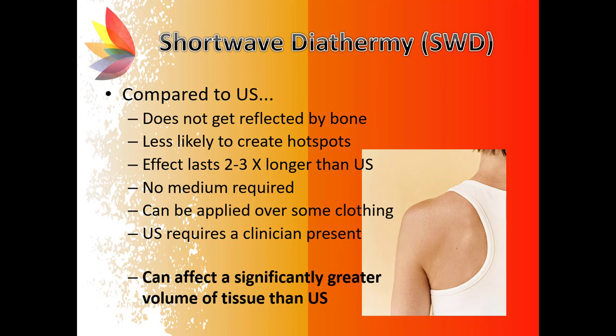In addition, shortwave diathermy can affect a significantly greater volume of tissue than ultrasound. The treatment area for ultrasound is 2 to 3 times the size of the effective radiating area of the ultrasound head. In contrast, shortwave diathermy can treat a much larger treatment area. So when the target is a large area, such as an individual's back, their hamstrings, quadriceps, or other large muscle areas, the diathermy treatment might be more effective than multiple small ultrasound treatments to treat the same area.